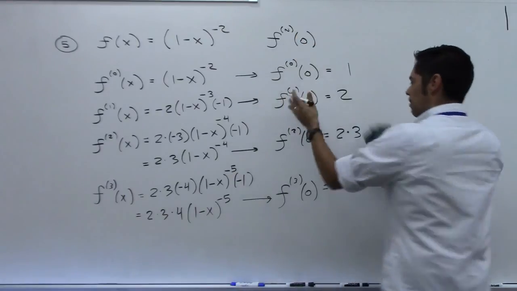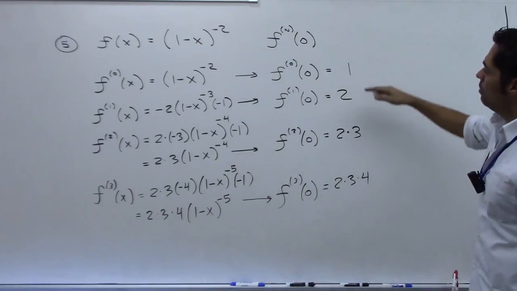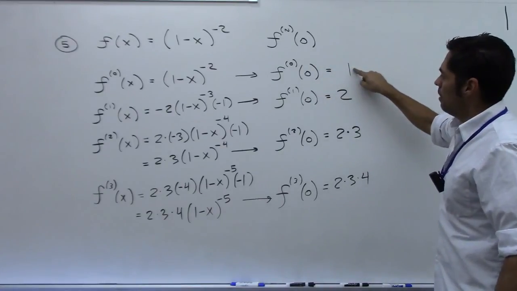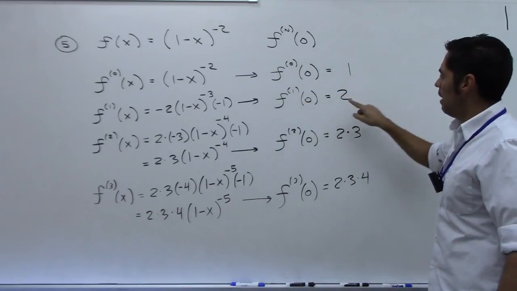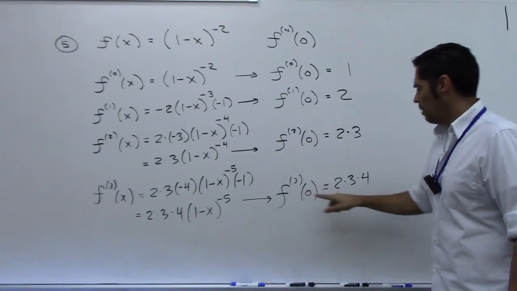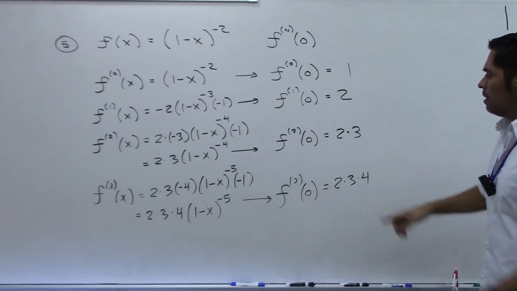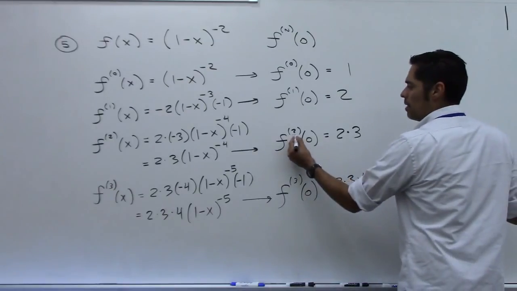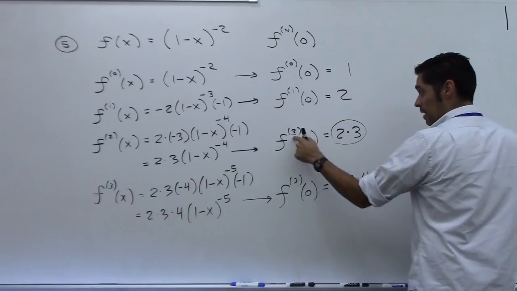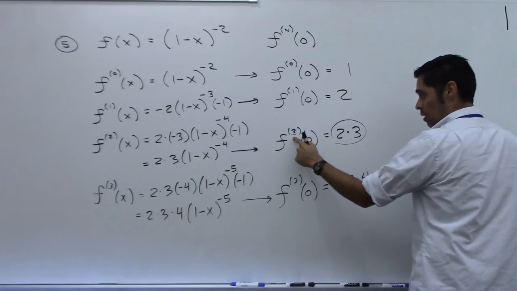So I'm trying to figure out a pattern over here. Notice that the 0th derivative we have 1, the first derivative we have 2, the second we have 2 times 3, the third we have 2 times 3 times 4. So the pattern is that whatever this number is, this right here is always that number plus 1 factorial.